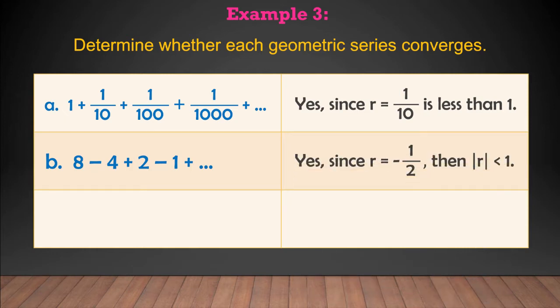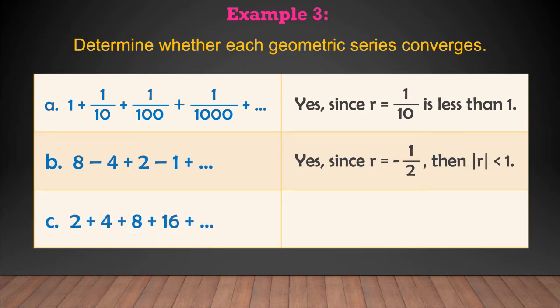Yes, this also is a convergent series since the common ratio here is negative 1/2, and the absolute value of negative 1/2 is equal to 1/2, which is less than 1. So since the absolute value of the common ratio is less than 1, this is a convergent series.